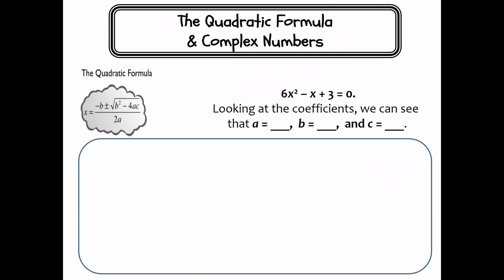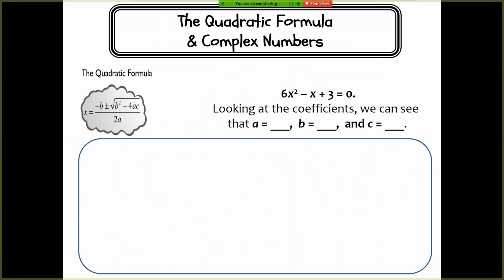All right, so let's practice using our quadratic formula with complex numbers. So first thing we're going to do, make sure it's in standard form. 6x squared minus x plus 3 is in standard form. So a is 6, b is negative 1, and c is 3. So there's my a, b, and c.